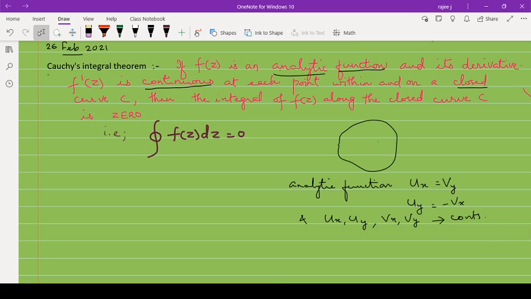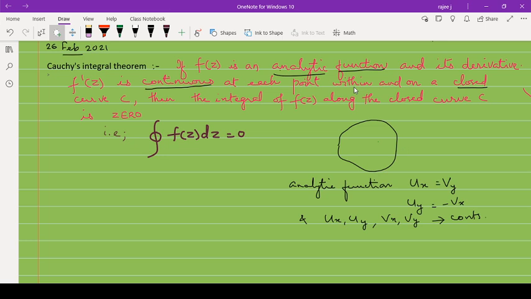Cauchy's integral theorem, that is, if f of z is an analytic function. As we discussed, analytic function means it is continuous and its partial derivatives are continuous and it satisfies the Cauchy-Riemann equations, and its derivative f dash z is continuous at each point within and on a closed curve C.